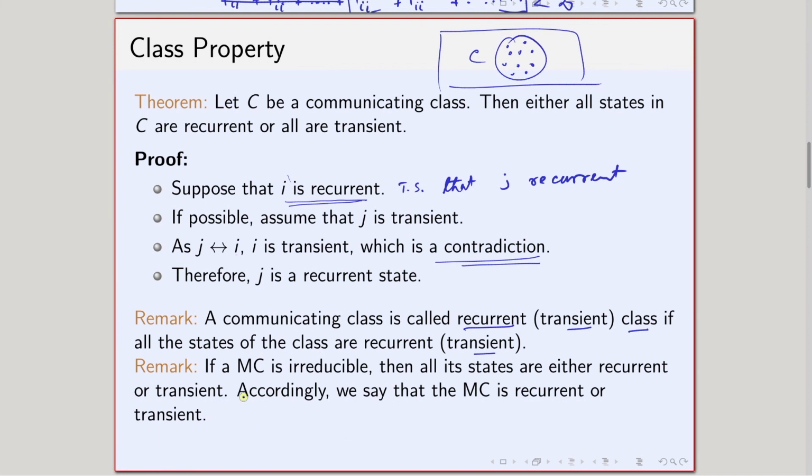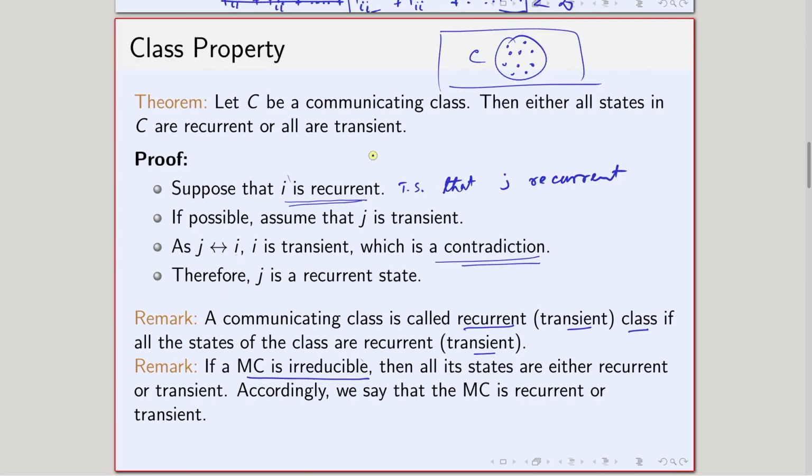Similarly, we do it for a Markov chain also. If a Markov chain is irreducible, recall the definition of irreducibility. Irreducibility basically means that all the states of the Markov chain communicate among themselves. So there is only one communicating class, which is the state space. So for an irreducible Markov chain, all the states will be either recurrent or all the states will be transient.